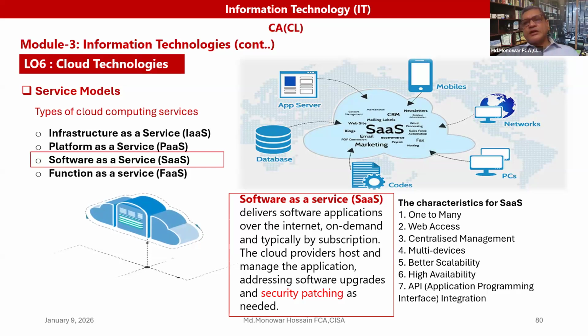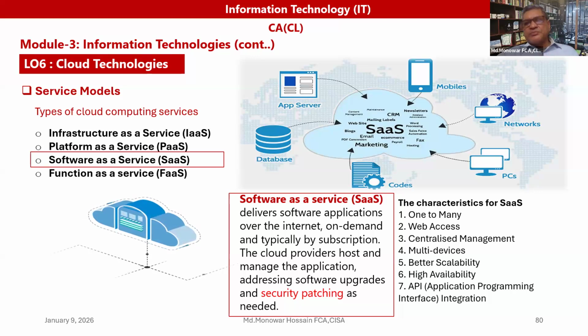It has these characteristics. For example, it is one-to-many, meaning one software can be used by many. If you see the Tally software, which is considered one of the cheapest, one Tally software is used by many. And web access also, centralized management, multiple devices, better scalability, high availability, API integration.